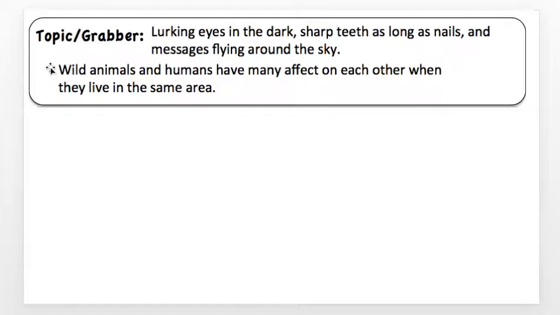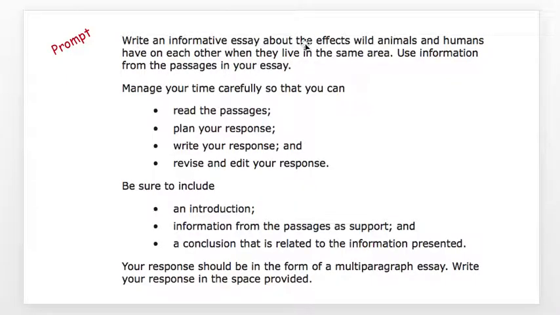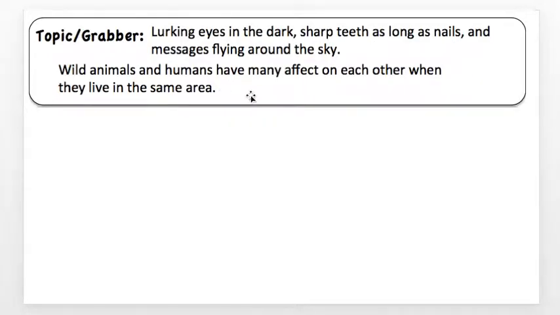The second thing that we wanted to put inside this topic grabber box was our topic sentence. So what I did is I went and I used the prompt, what it told me I was writing about, and I created a sentence that would let my reader know what I'm going to be writing about. So my topic sentence is, wild animals and humans have an effect on each other when they live in the same area. As simple as that. I've explained to my reader that I'm going to be talking about the effects that animals and humans have on each other. And that is my topic sentence. My reader is going to know what my essay is going to be about based on that sentence. So those are the 2 things that are required to go in that top box.